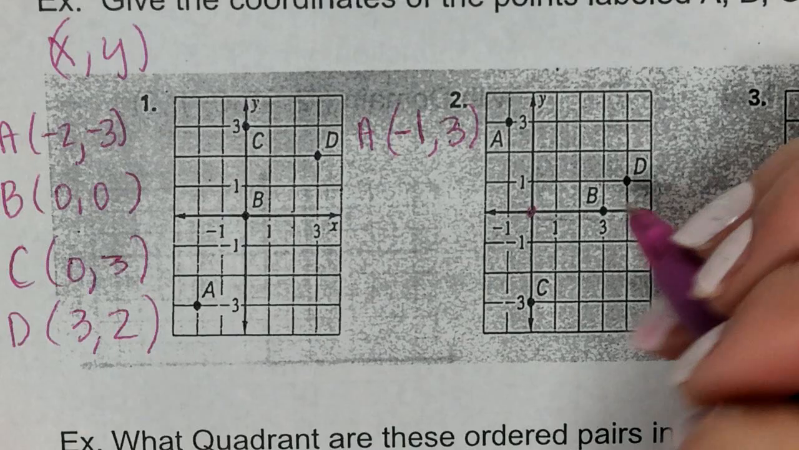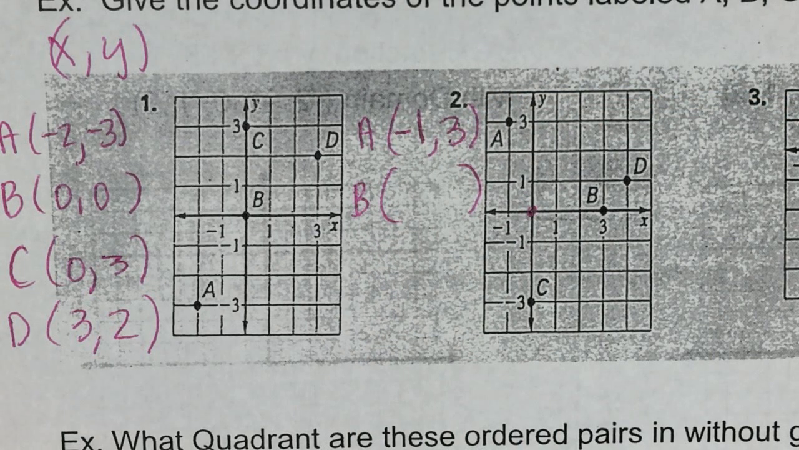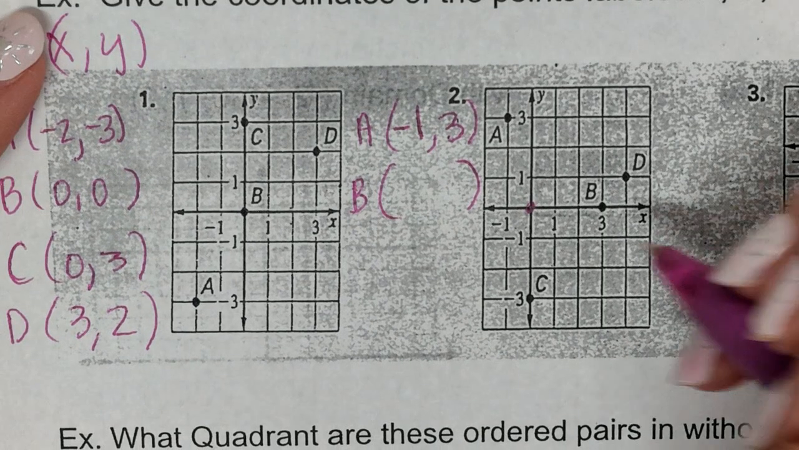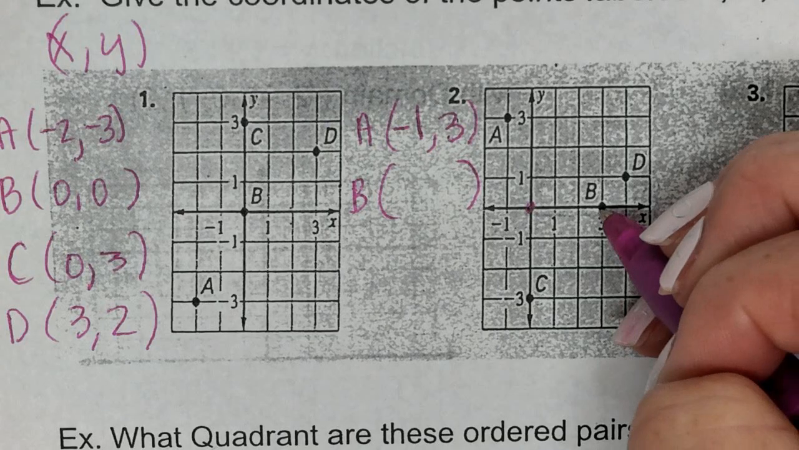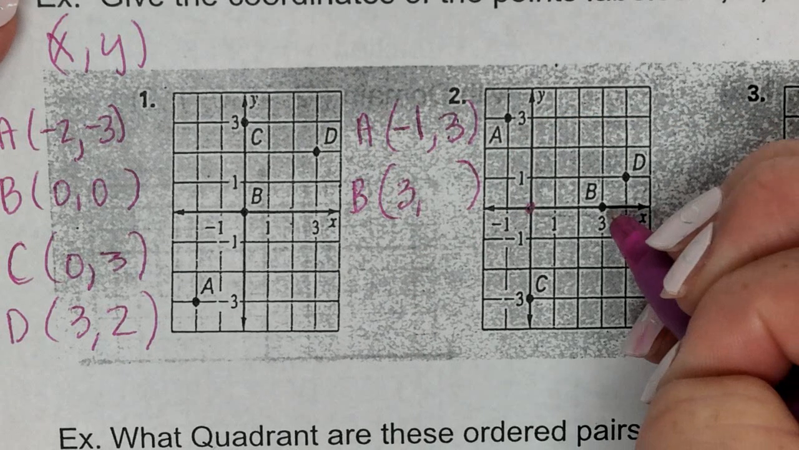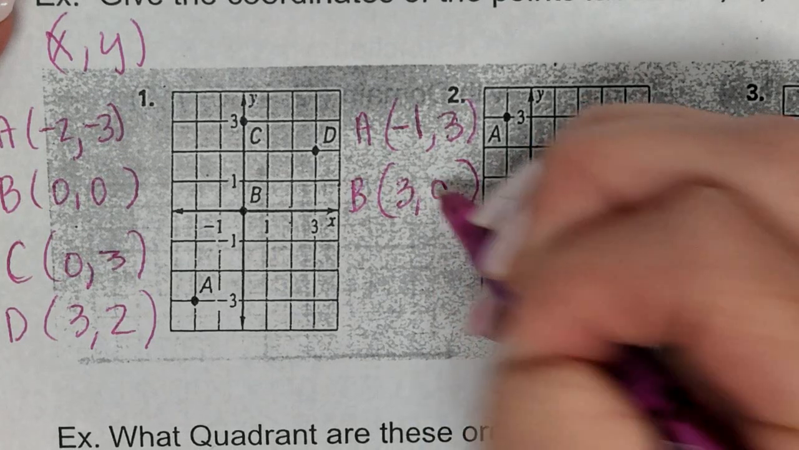All right, let's go do point B. Again, point B is one where y'all mess up a lot, so let's really pay attention to point B. Point B on the x-axis, where is it at? 3. On the y-axis, where is it at? 0.